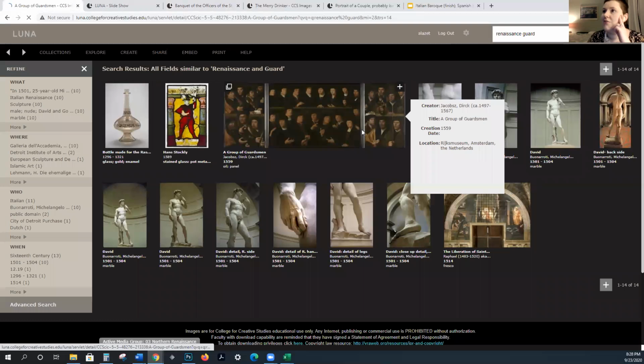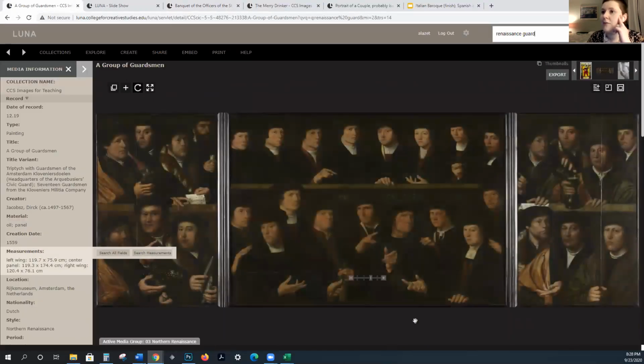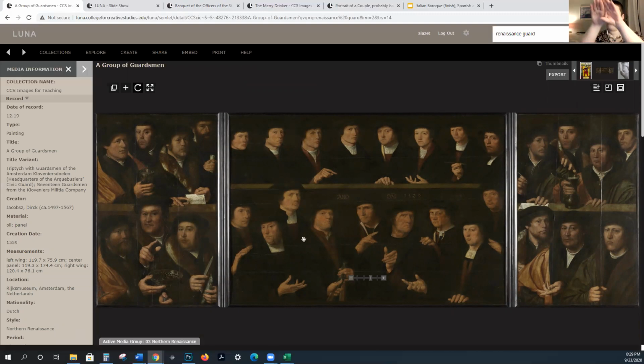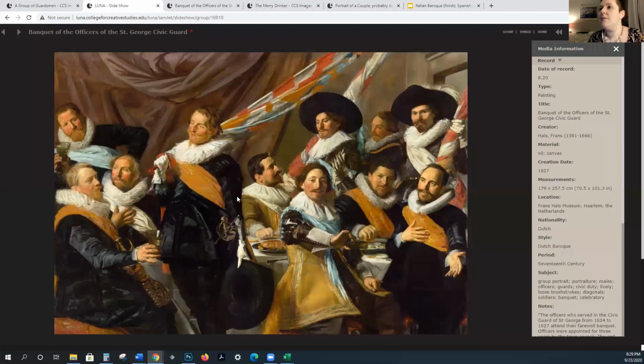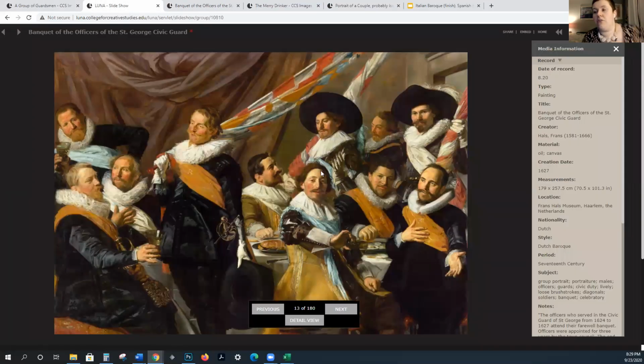Traditionally, yes, perfect. These types of paintings, this is from 1559, so these are groups of guards. And you can see that there is some variation in the heights, but it is still pretty traditional, with rows of people. They're all at roughly the same height. There's not a ton of movement. The hands gesture, but that's it. In comparison with Frans Hals's depictions in 1627, so about 70 years later.